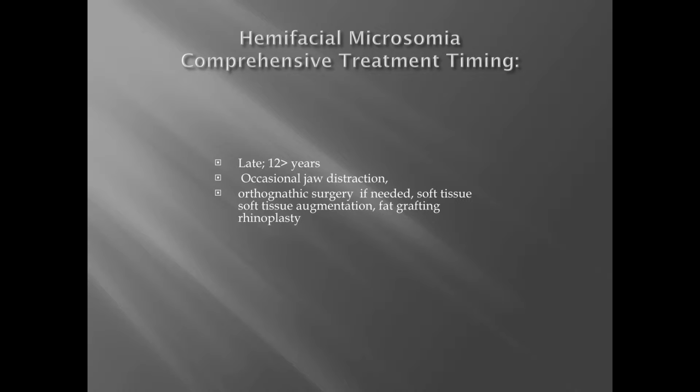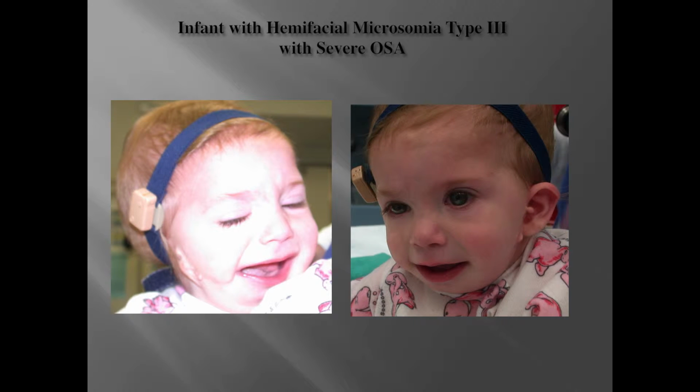Late treatment is that greater than 12 years of age and may include occasional jaw distraction, but in many cases orthognathic surgery, which is the final treatment to reposition the jaw and teeth if needed, and perform a chin if also needed. Soft tissue augmentation is done at that time by fat grafting again, or other procedures. And occasional children will need nasal surgery, which is known as rhinoplasty. Again, this would be the last stage of treatment after growth and development is completed.